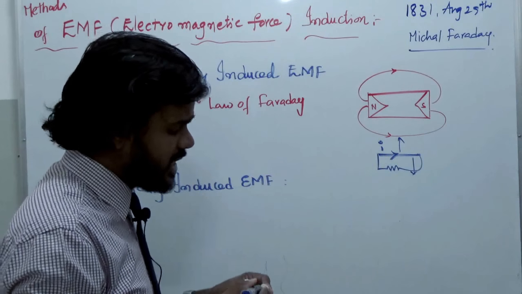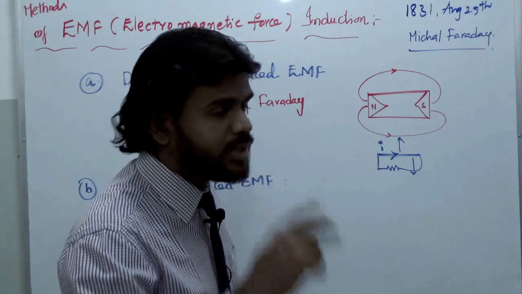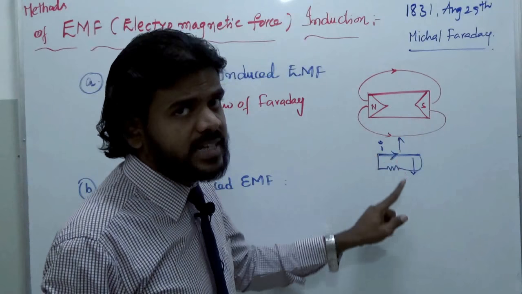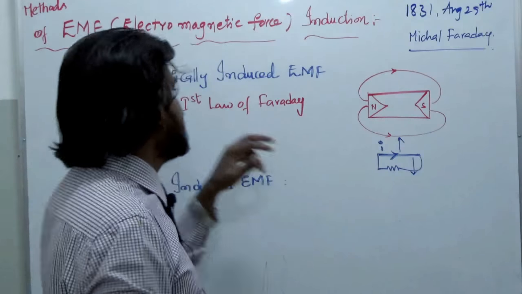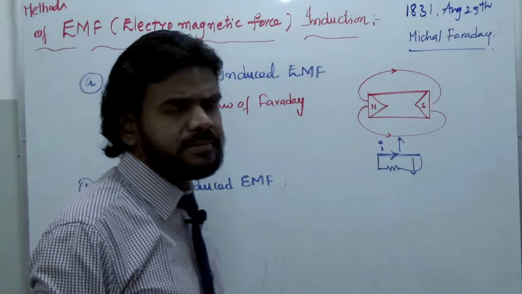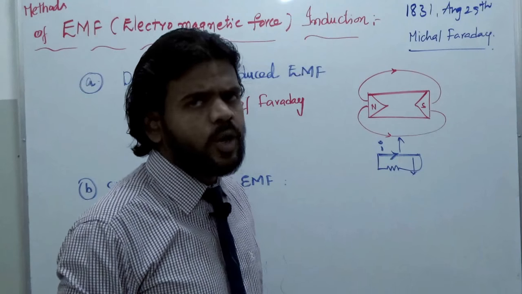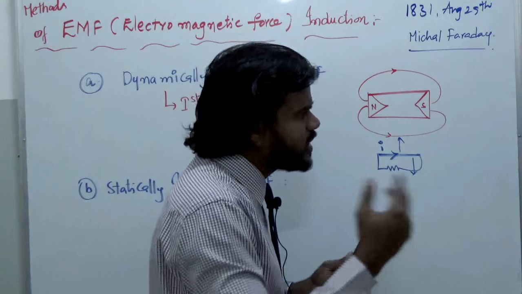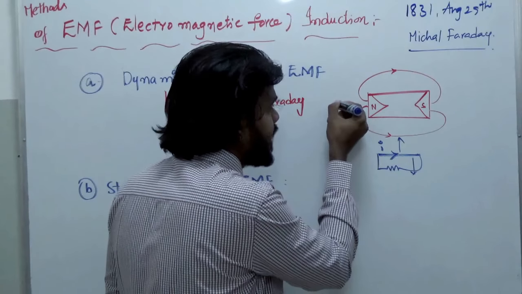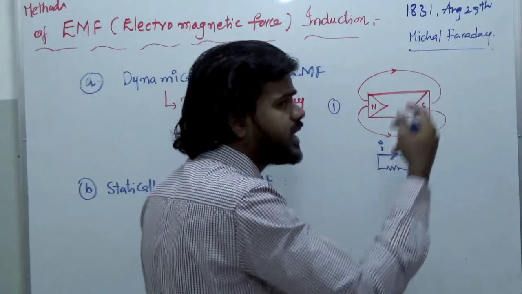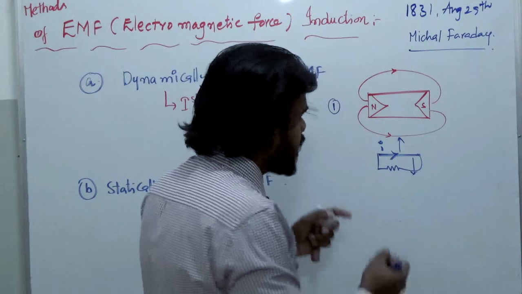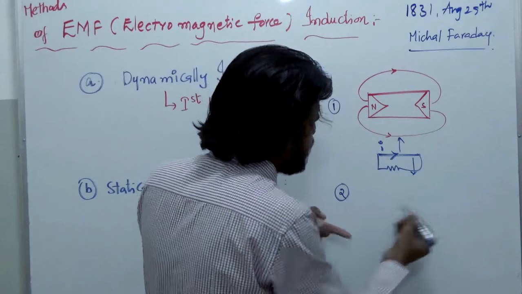So what is there, my dear? There are two elements which are used. One is the magnet, the other is the conductor, and the third one is dynamics between them. Hope you are following me. This is the first way of executing Faraday's first law. Now the second way of executing the same, very simple.